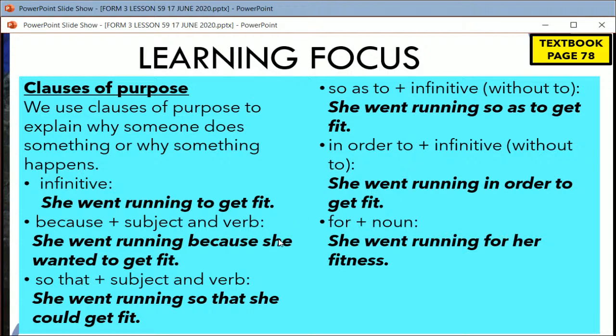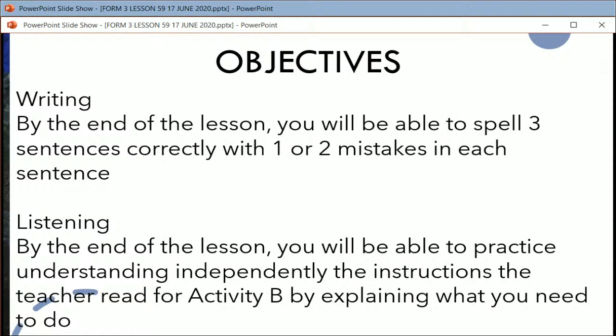When you do this kind of thing in your essay, showing different sentence structures shows you know your language very well, that you can change here and there. Today's objective is you will be able to spell 3 sentences correctly with 1 or 2 mistakes in each sentence. This 1 or 2 mistakes is aimed at learners who might not be very good at spelling words, because not everyone is good. By the end of the lesson, you'll be able to practice understanding independently the instructions the teacher reads for activity B by explaining what you need to do.